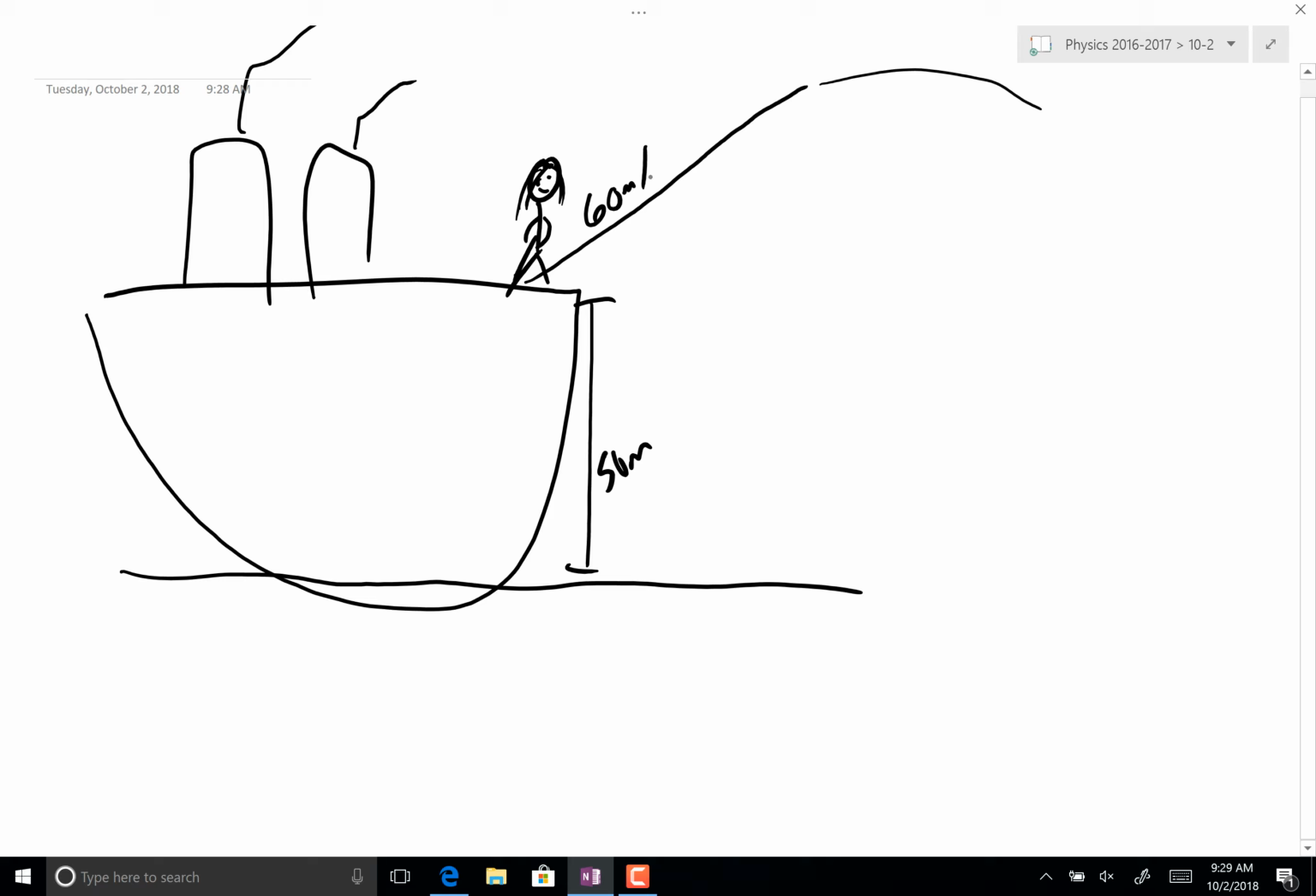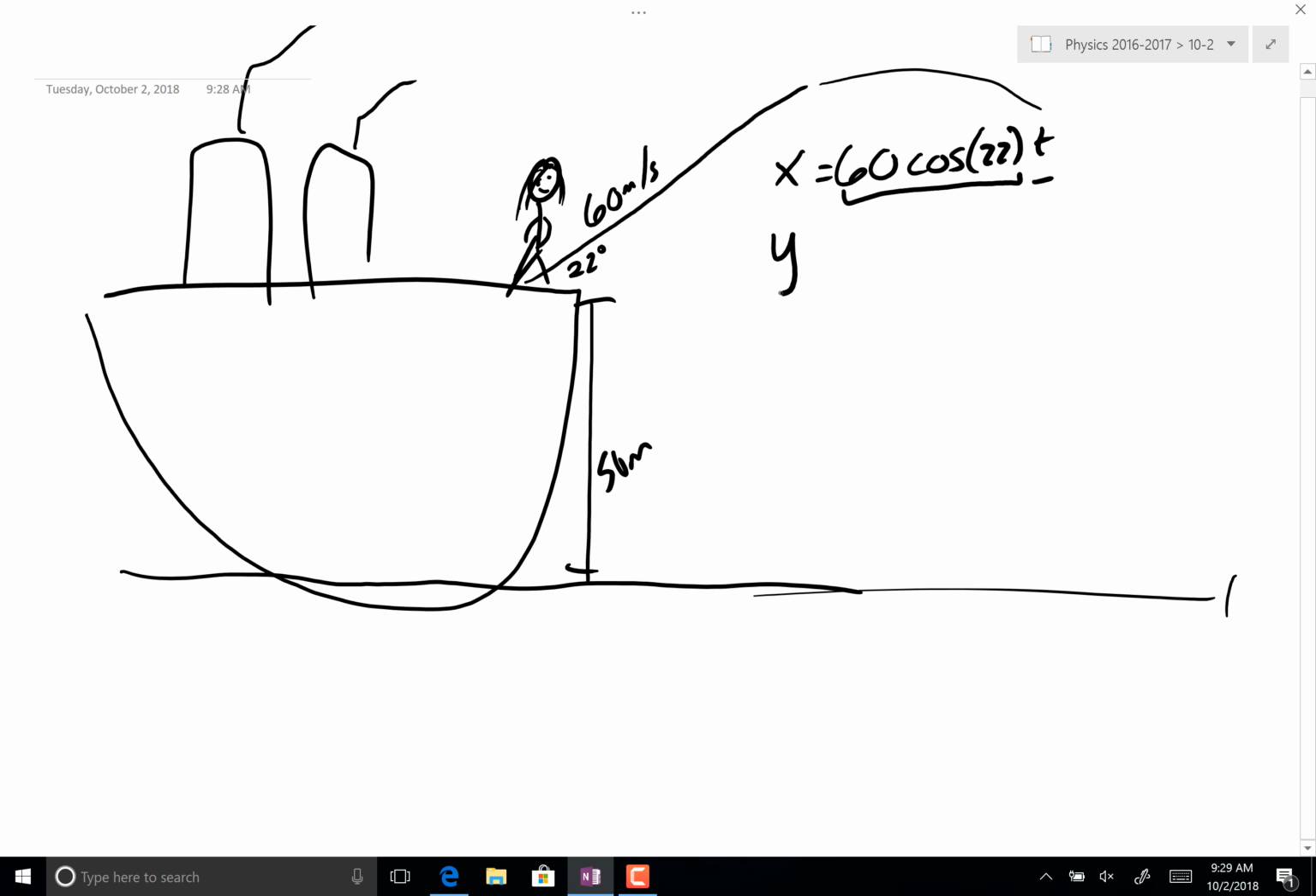60 meters a second. Really crushing that ball, girl. 22-degree angle. Hitting it with her driver there, just crushing the snot out of this ball. Awesome. So, how far behind the ship will it land? I don't know. We can find out, though. So, x equals 60 cosine 22 times t. Again, this is your velocity times time, yes? And then, of course, the other one is negative 4.9 t squared plus 60 sine 22 t. Again, there's your velocity. Plus h naught, which is plus 50.